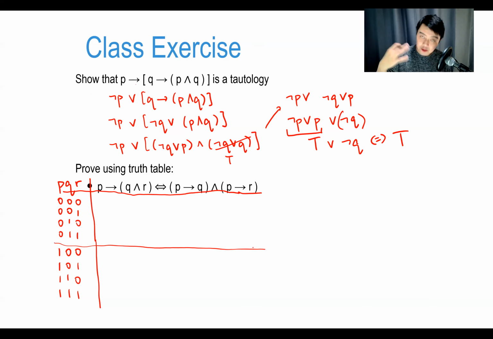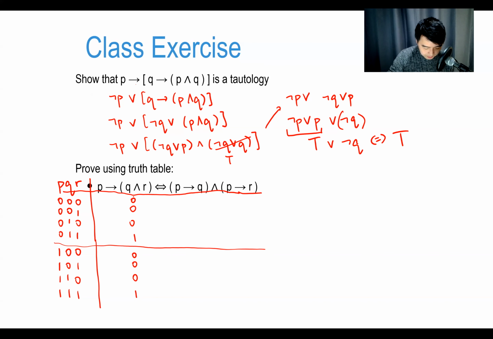And now I'm going to go through each one of them. I'm going to go through quicker this time, and you should verify my work. You should do this on your own as well. But let's take a look at Q and R. So Q and R is going to be equal to 1 when both Q and R are 1 and 0 otherwise. So it's going to be a 1 here and a 1 here, and then 0 everywhere else.